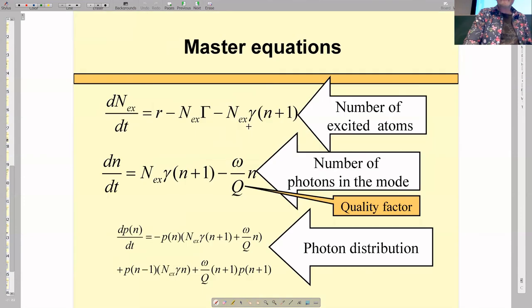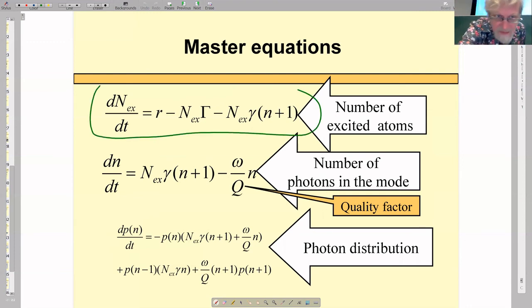Okay, let's put it into equations. It is an equation on the number of excited atoms. So there's an income term. We always have a discharge which excites atoms. There is non-stimulated decay. So an atom just gets unexcited. And there is a decay into the lasing mode.